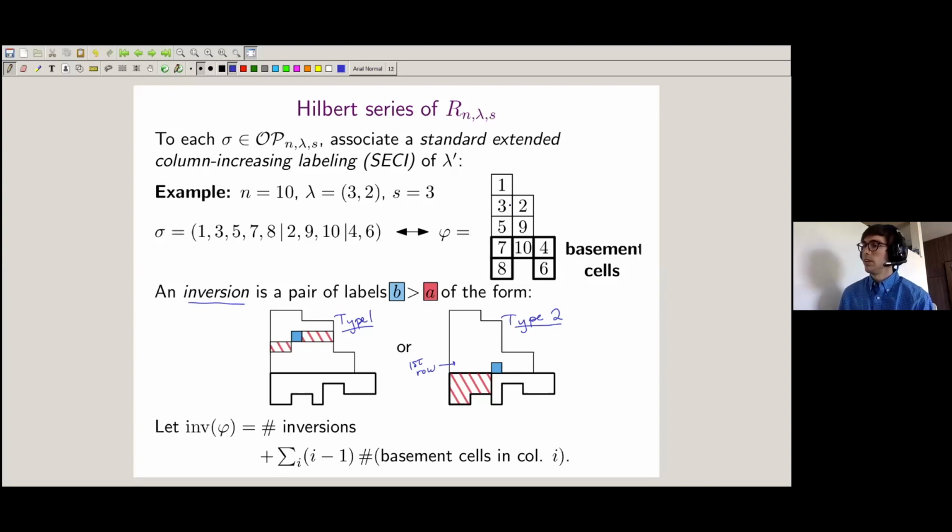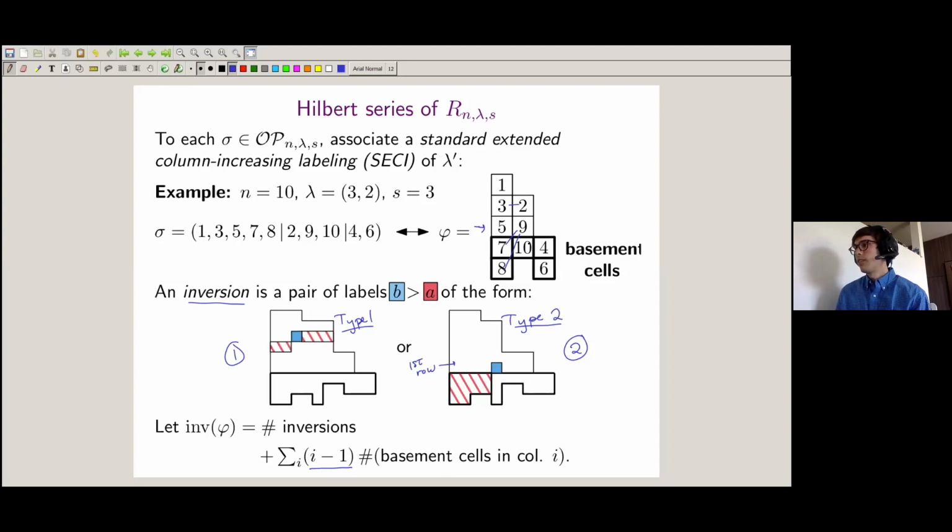In our example here, the 3 is greater than the 2, but that's the only type 1 inversion. So that's 1. And then for the type 2, the 9, this is the first row. The 9 is an inversion with the 7 and with the 8. But there are no other inversions of type 2. So that's 2. And then to get the right count, you have to sum over all the columns: the ith column contributes i minus 1 times the number of basement cells in that column.